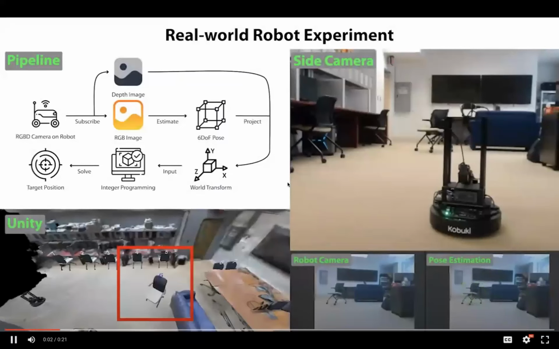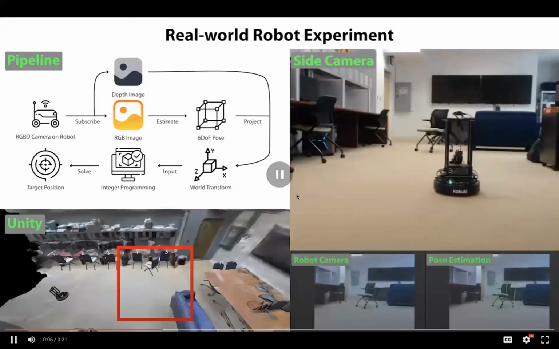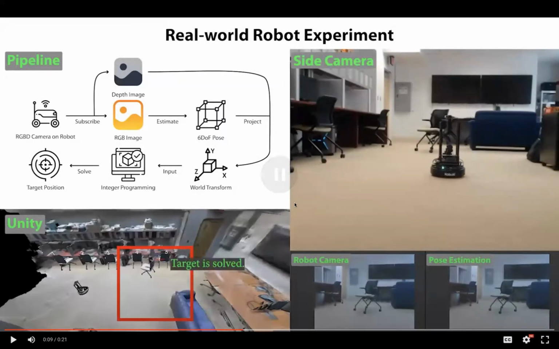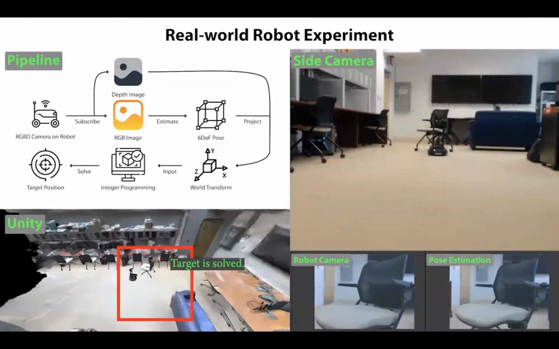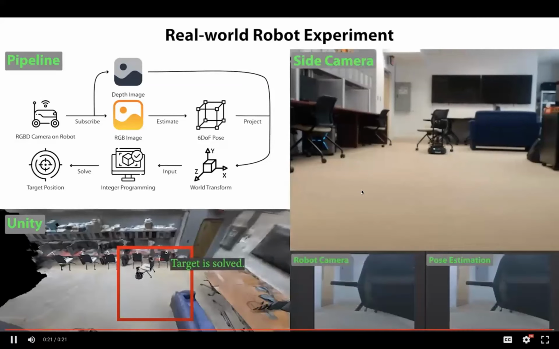Maybe we can see it again. At first, the robot will move forward, because we need the robot to approach the target to do the pose estimation. But here you can see a pause. It means we sent a new goal to the robot. So the robot cancels the previous goal and sets a new goal, which is to move to the target. Yes, that's all for the video.